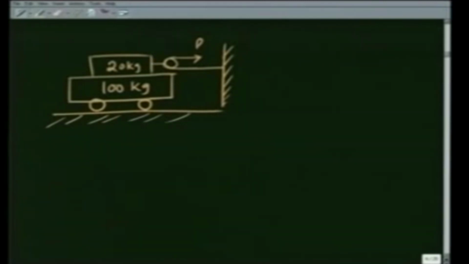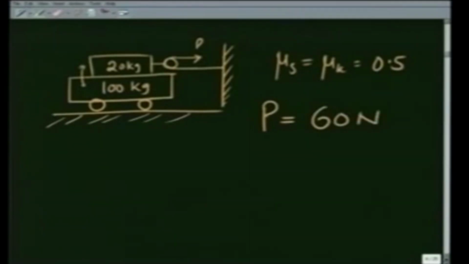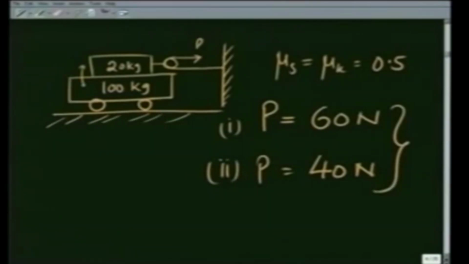The coefficient of friction, whether static or dynamic, let us take it to be the same, between these two masses is given to be mu s, almost the same as mu k, is equal to 0.5. And we would like to know what are the accelerations of the two masses in case P is 60 newtons, case 1, and case 2 when P is 40 newtons. Let us see what happens in the two cases.